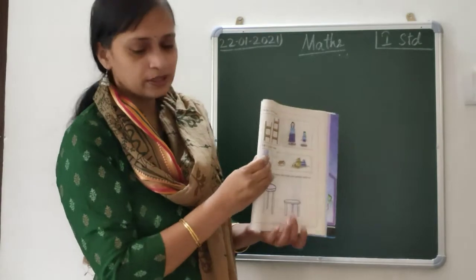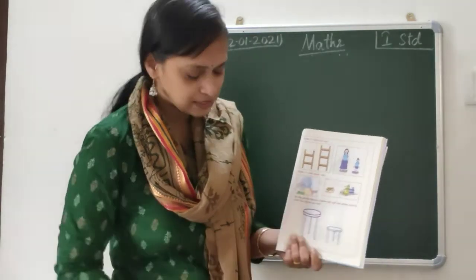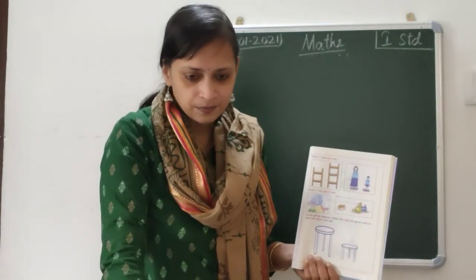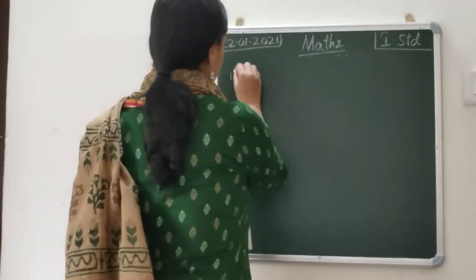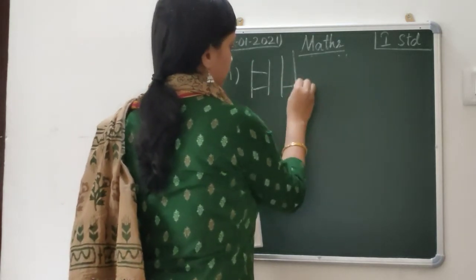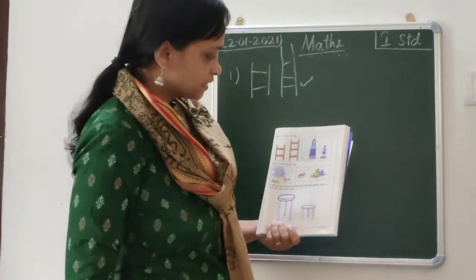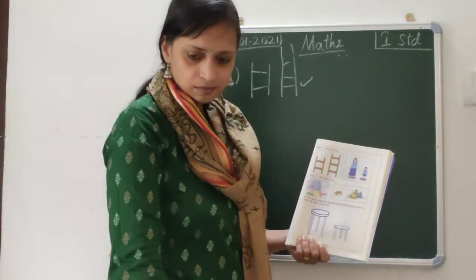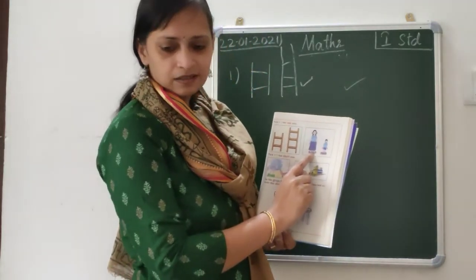Now we are going to tick the ones. You have to tick the tall one. And these two ladders, which is taller? Second ladder. Very good. So under the second ladder, tick that. Next one, you have a girl and a boy. Who's taller here? Girl. Very good. So under girl, put a tick mark.